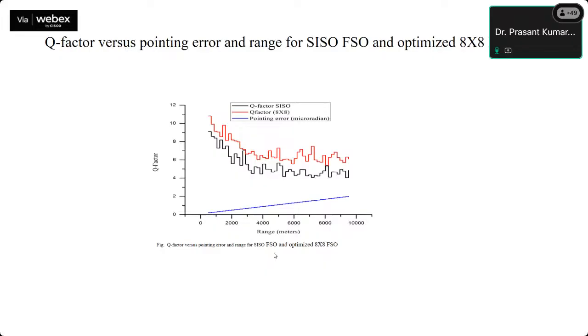And the results, you can see the Q factor results for the CISO and for the 8x8 system. The 8x8 system, one can observe, gives a stable Q factor, which is more than 6.2 for all the distances. So it ensures that this link, which is designed for 10 gigabits per second transmissions, is perfectly stable. It is reliable, and this is the result I showed.